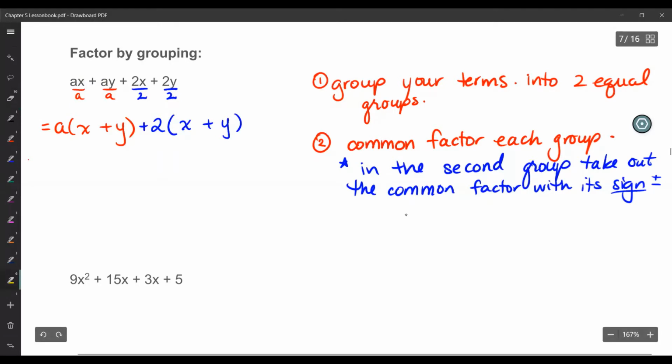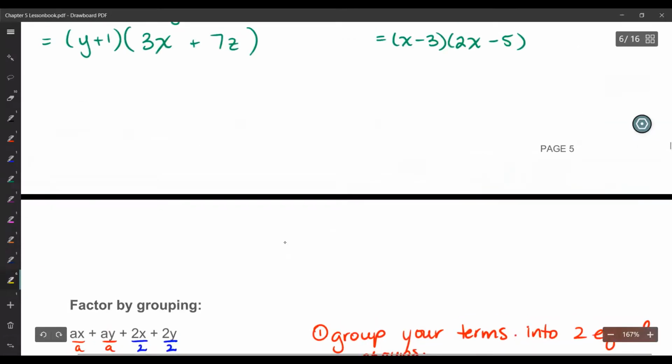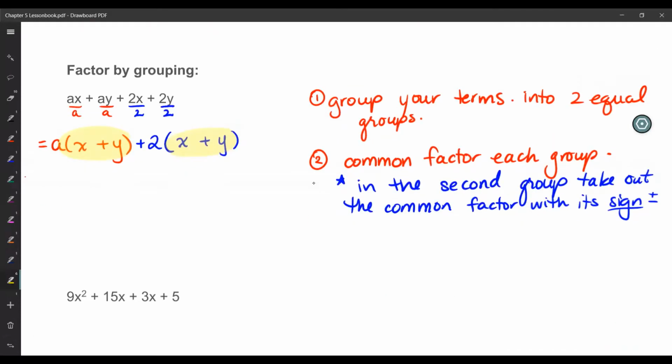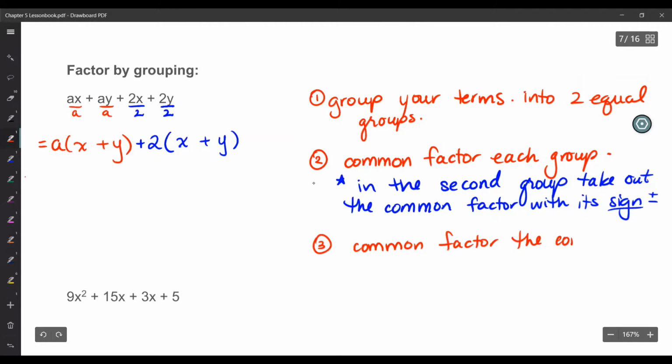And if you can factor by grouping, what's going to end up happening is you'll end up with two brackets that are actually equal. And this is essentially in the format of what we just did up here, right? We have two numbers that are out front and then two common brackets. So you are going to common factor the common bracket, and write what's left in the second bracket.